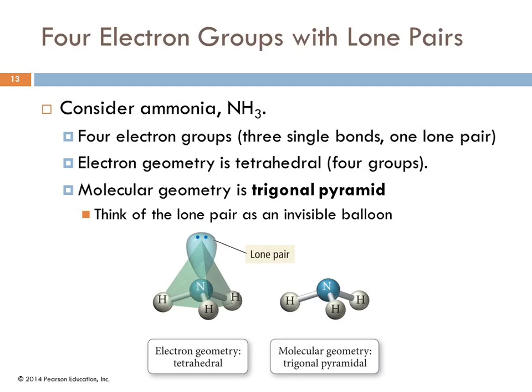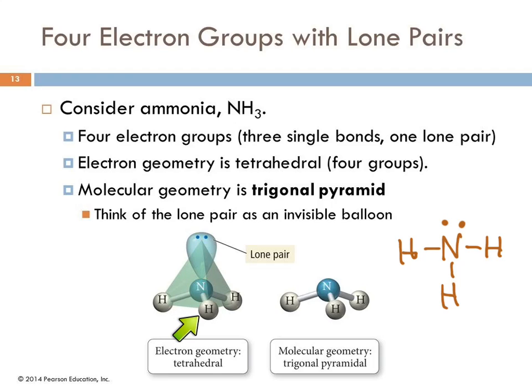Let's look at ammonia. Let's look at the Lewis structure for ammonia as well. How many groups around the central atom? 4. There's 3 single bonds and a lone pair. 4 groups arrange themselves in a tetrahedron. So they're going to make this tetrahedron. There's 3 atoms and the lone pair.